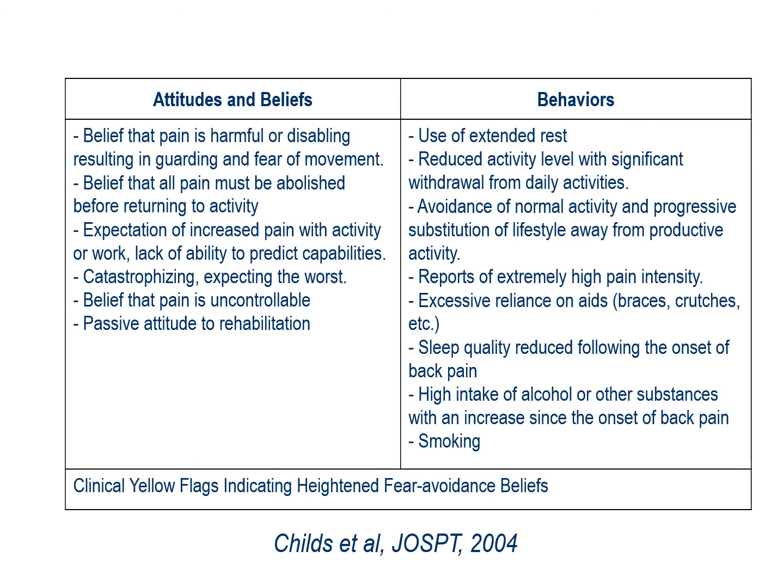Some of the behaviors that we see: prolonged use of bed rest, which we know is not something we want to see. They reduce activity, which again leads to disuse and more disability. They avoid normal activity, and they have extremely high pain intensity, meaning their reports on a numeric pain rating scale are going to be 8, 9, and 10. You're going to see them using things like braces and crutches and other assistive devices. Their sleep quality will be reduced. You may see them self-medicating with alcohol or other potential substances.